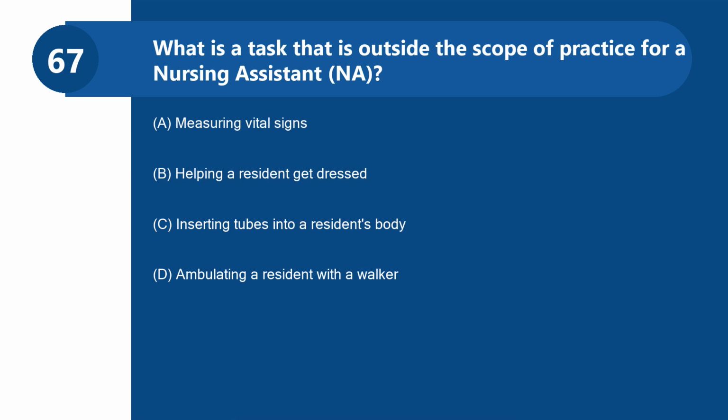Question 67. What is a task that is outside the scope of practice for a nursing assistant (NA)? Option A, measuring vital signs. Option B, helping a resident get dressed. Option C, inserting tubes into a resident's body. Option D, ambulating a resident with a walker. The correct answer is option C, inserting tubes into a resident's body.